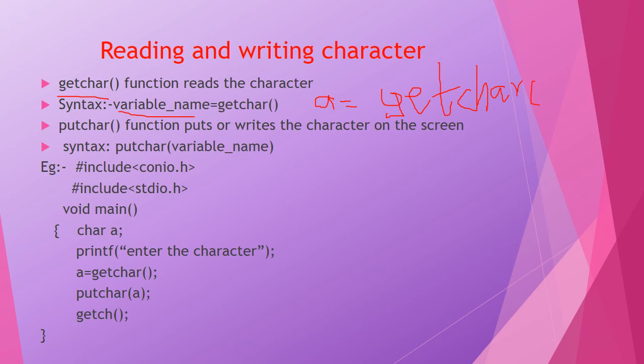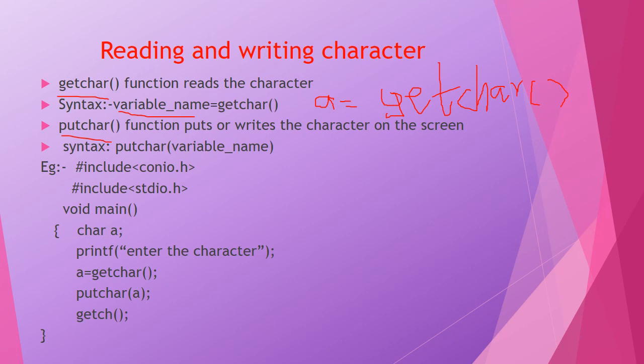Next one is to write a character on the screen. We have another function, putchar. So getchar, putchar. Get means get from the keyboard, and putchar means put onto the screen, or write onto the screen. So getchar means only a character, putchar means only a character. So we can get and also put characters onto the screen by using getchar and putchar. I'll discuss it with an example here.